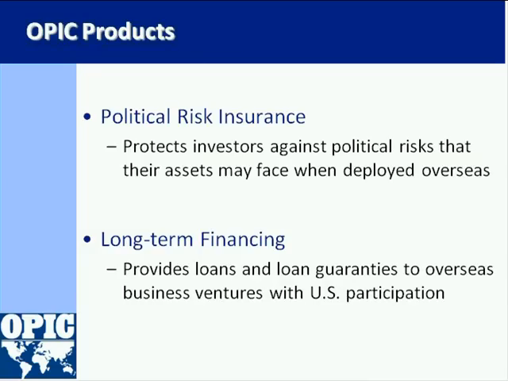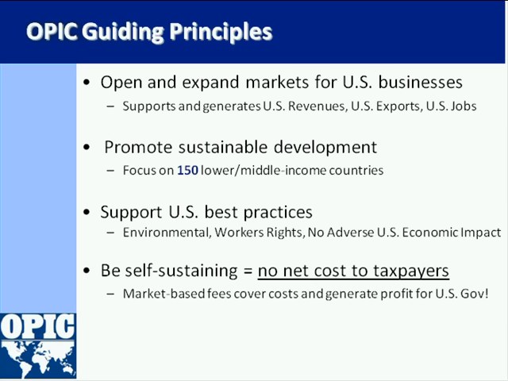So that might be equipment that you place overseas to perform under a contract. It could be an investment you make in property or land for your business, but it's an insurance policy that protects your assets abroad. And then secondly, for investors who have concerns about access to capital, we provide long-term financing in the form of both loans and loan guarantees to overseas business ventures with U.S. participation. And so in the subsequent slides, I'll walk through very briefly the parameters of each product.